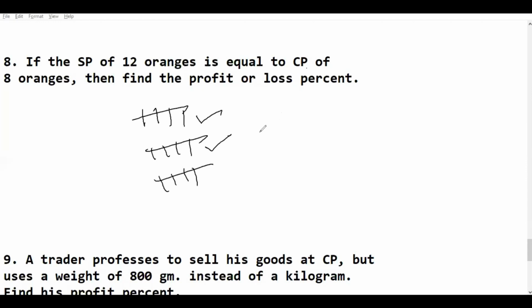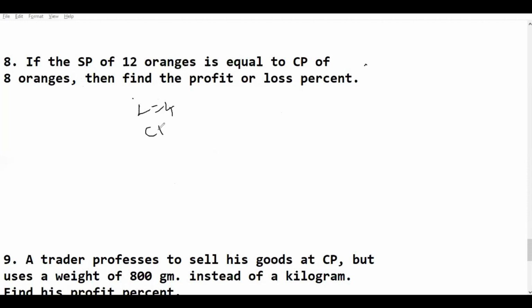Whatever you bought 8 oranges for, that price only you'll get. So for the remaining 4 oranges, you are in loss. You are selling 12 but getting only 8, which means you are in loss. Loss of how many? When you are in loss, your cost price should be more. What is the loss? The difference is the loss. So what is the difference? 4. So loss is 4.